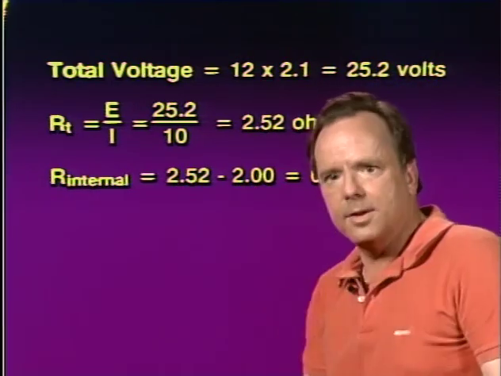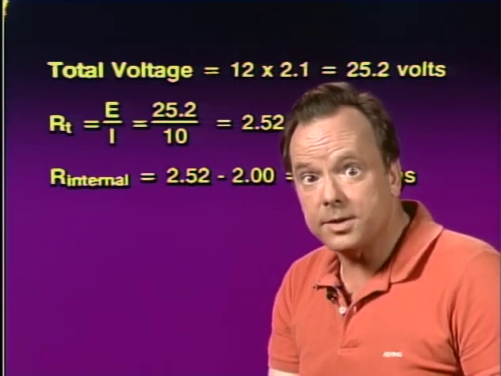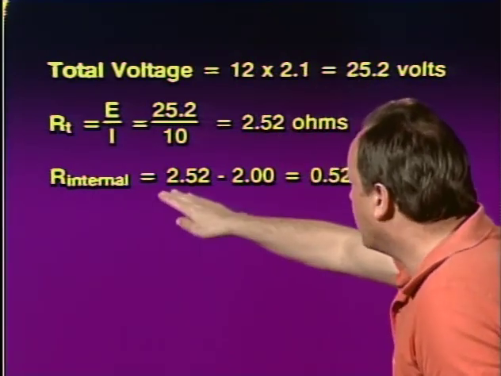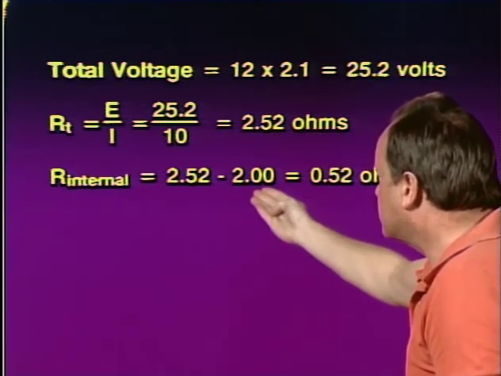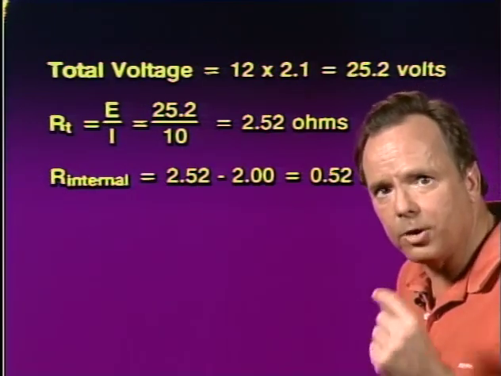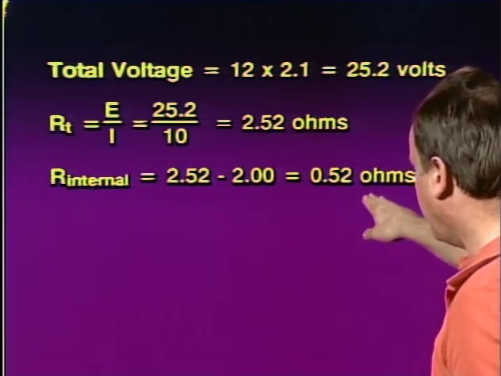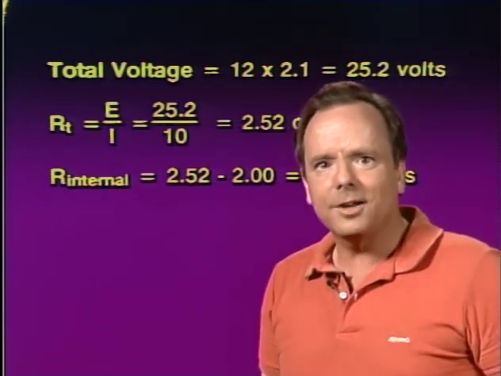What's the difference? The difference is the internal resistance of the battery, and that's the question they're asking us in this case. So if the total circuit works out to 2.52 ohms and the resistor in this circuit is 2 ohms, then what's left must be the internal resistance of that battery, and that's 0.52 ohms. All we have to do is subtract, and we've got it figured out. All right, let's do another one.